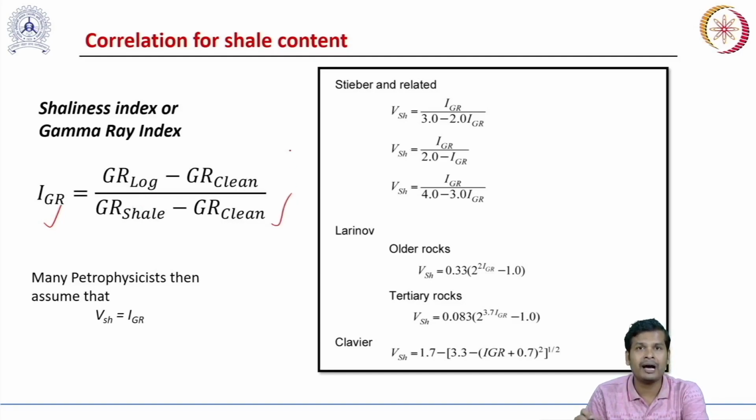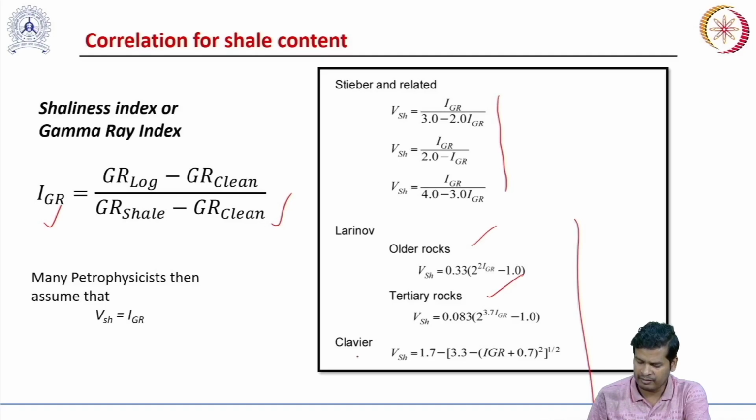This is nothing but our earlier formula where we are using the linear scaling, and based on the IGR, these are the different correlations which can be used for different types of shaly formation. For older rock, for tertiary rocks, this one is given by Clavier. So we can use any of these correlations to calculate the shaliness depending upon the type of shale inside our wellbore at different depths.